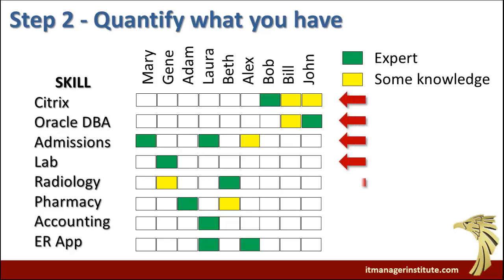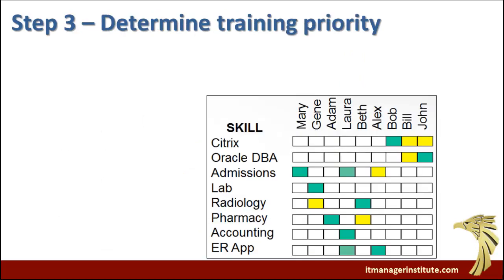All right, so we go through all of this, and we inventory all of our people, and we identify what skills they have for all of these skills that we've identified that we need in our IT support organization. All right, and you see that on this page. When we finish that, the next step is to determine the training priority.